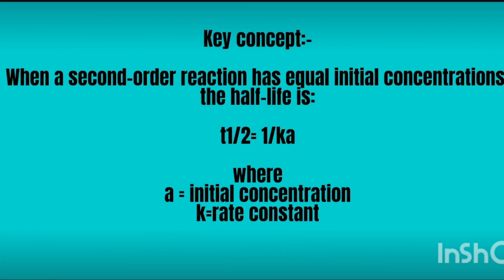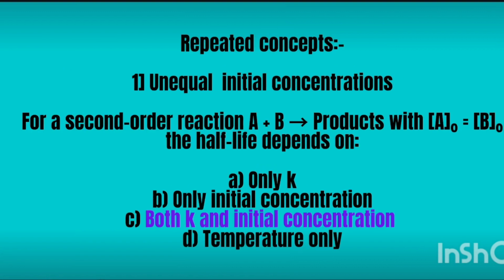Now we'll see the key concept of this reaction. When a second order reaction has equal initial concentrations, the half-life is t half is equal to 1 divided by Ka. Here k is rate constant and a is initial concentration. This is very important for second order reaction with equal initial concentrations. Next we'll see.